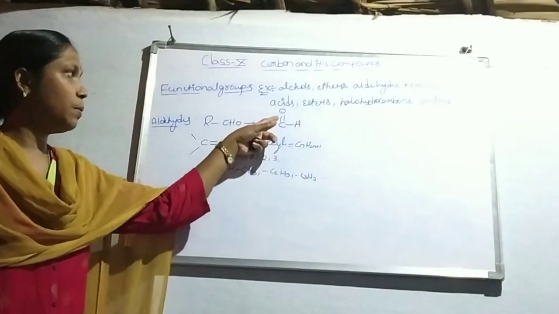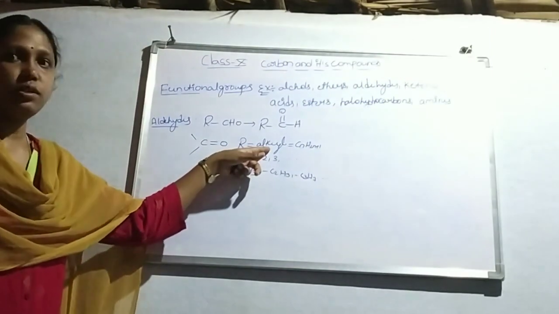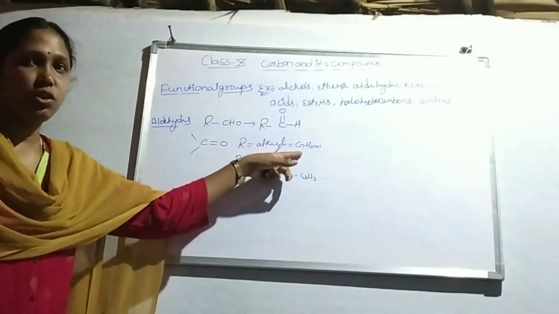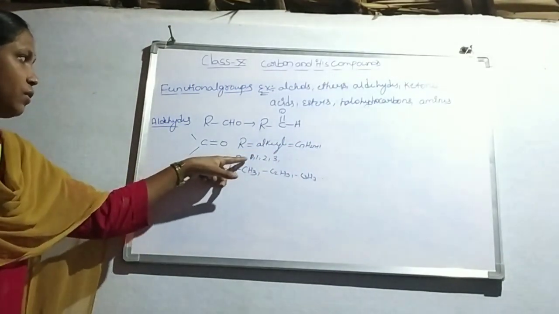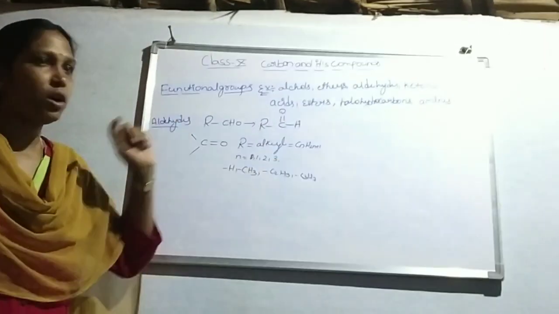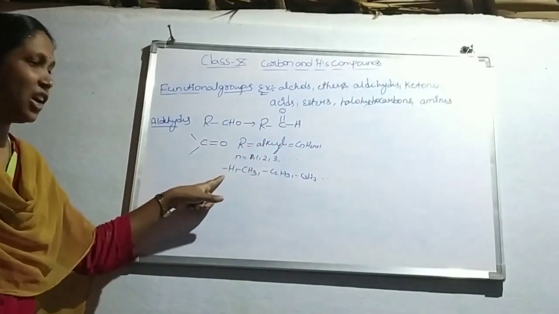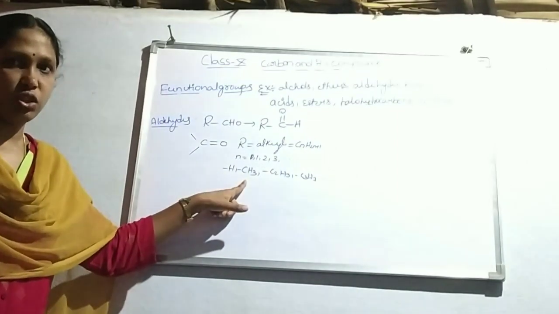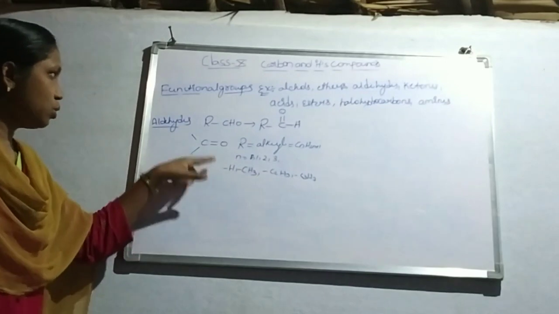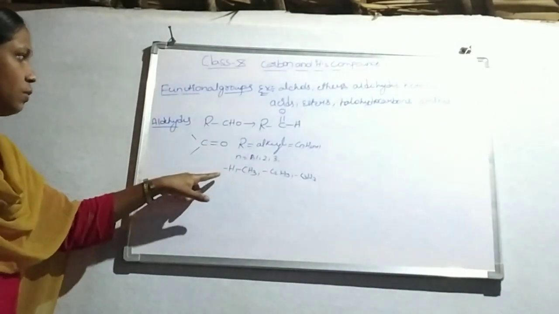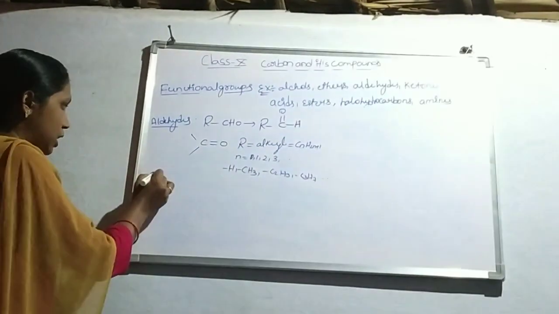Aldehyde has the general formula RCHO. We write R-C double bond O-H. Here R is known as an alkyl group. It has a general formula CnH2n+1, but here the n value starts from 0, 1, 2, 3, and so on. So if we take 0 in the place of n, we get H, and 1 gives CH3, 2 gives C2H5, 3 gives C3H7, and so on. Substitute these alkyl groups and write down the examples for the aldehydes.